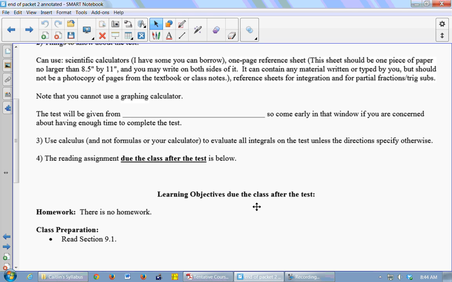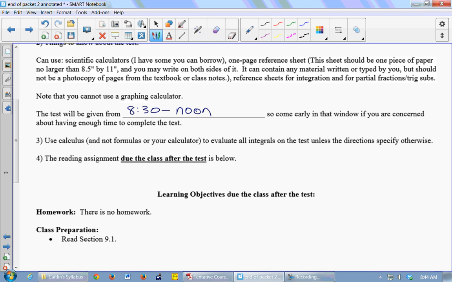The test is going to be from 8:30 to like noon. So you can come anytime in there. Come early in that window if you want to have any extra time.